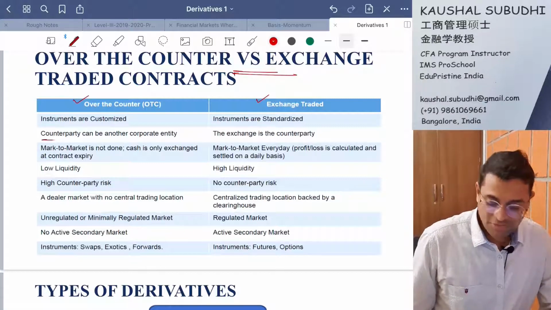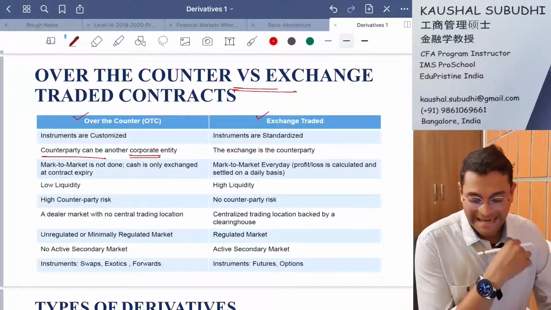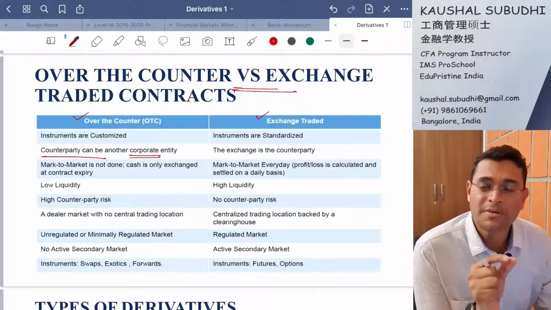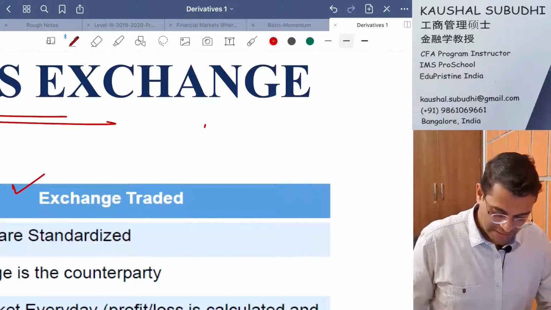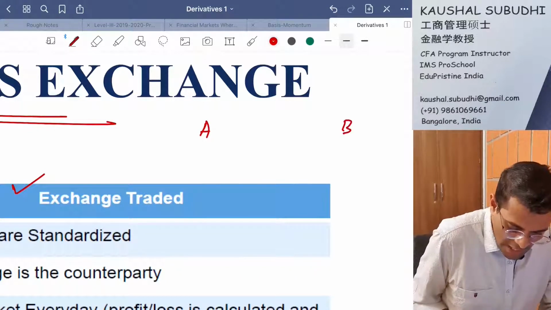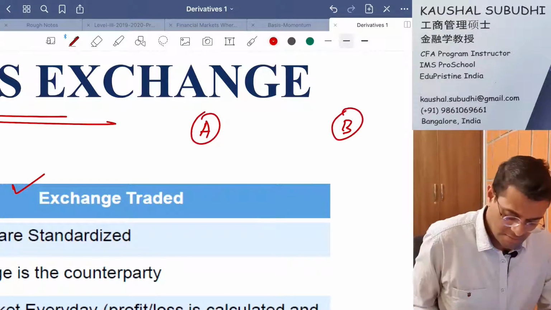Some of the disadvantages: the counterparty can be another corporate entity. Now there is a new term which I want to introduce here, counterparty risk. What does counterparty risk mean? If you can see, there are two parties, one is A and one is B. So A and B enter into a contract.